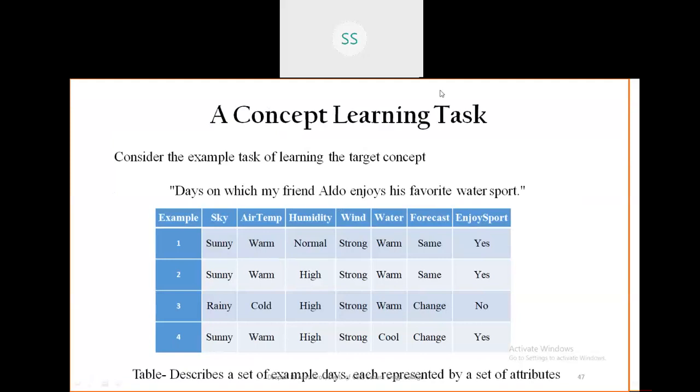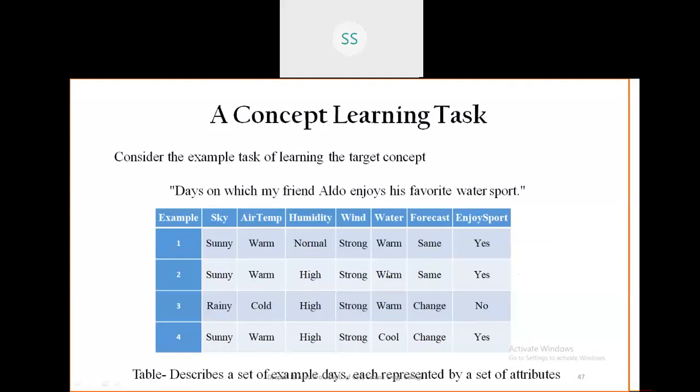Yes? Sneha? Purnima? Jyoti? Yes, sir. How many positive examples do you have? Four, sir.